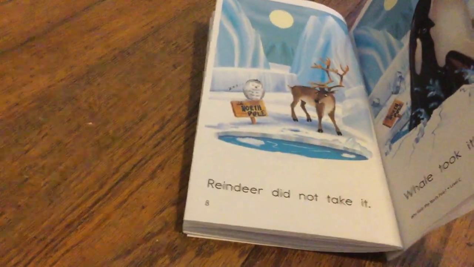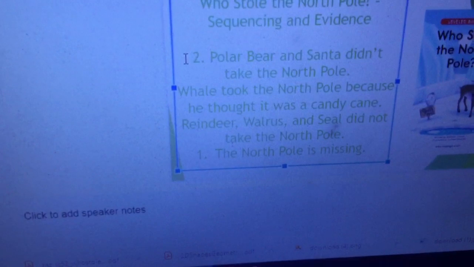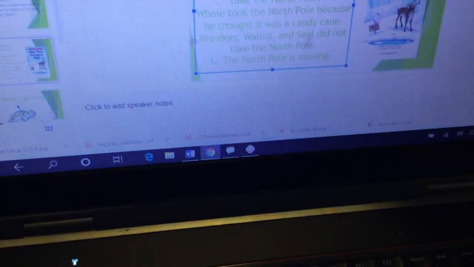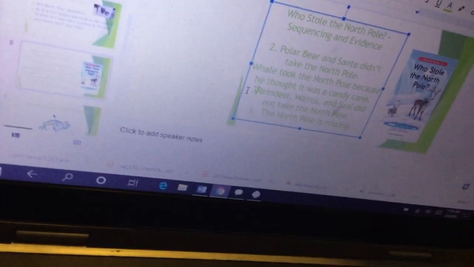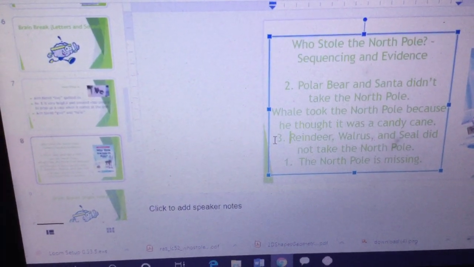This also sounds like something that happened on a PowerPoint. Do you know which line talks about reindeer, walrus, and seal? That's right, this line right here. So this must be line number 3. So we're going to put a 3 in front of it. So 3 dot, there we go. So now we only have one more line. So that must be our last line. But let's go back to our book just to make sure.